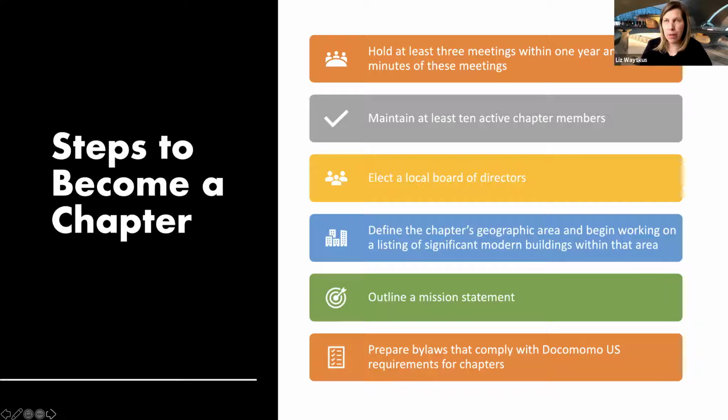1, 2, 3. We don't have 4, right? I think we just have 3. So we have North Texas. So I can refresh my memory. North Texas, Mid Texas, and then Houston Mod, which is a friend organization.